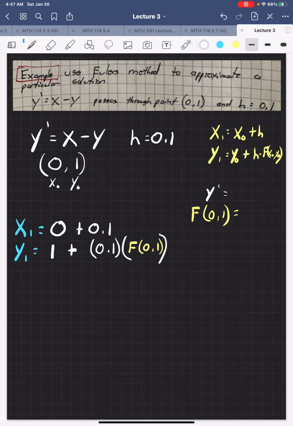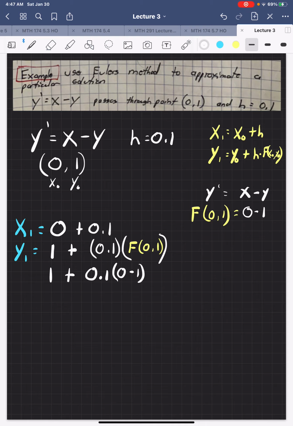So y prime is equal to x minus y. We are simply taking 0, plugging it in for x, 1, plugging it in for y, and what do we have? We have the slope at that point. So in this particular case, this would be 0 minus 1. So let's write that: 1 plus 0.1 times (0 minus 1).